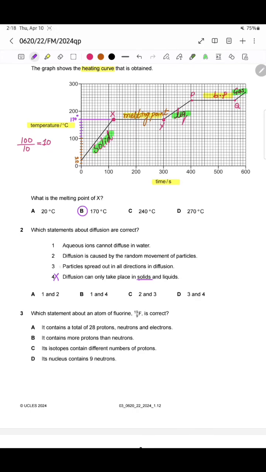They diffuse, they move in all directions due to kinetic energy, because the particles hit each other during movement. Statement 2 is also correct. Diffusion is caused by random movement. Yes, particles randomly move, so they move from a higher region to a lower region. Aqueous ions cannot diffuse in water? Aqueous ions can diffuse in water, so statement 1 is incorrect. It means that 2 and 3, option C, is correct for MCQ 2.